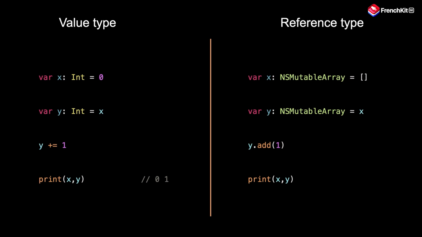They work pretty much the opposite way. Whenever I create a variable that is a reference type, I'm creating a pointer to something in the memory. And when I'm duplicating it, I'm duplicating only the pointer and not the memory. So whenever I'm modifying y, I'm modifying the memory beneath it. And that way I'm modifying x and y the same way.